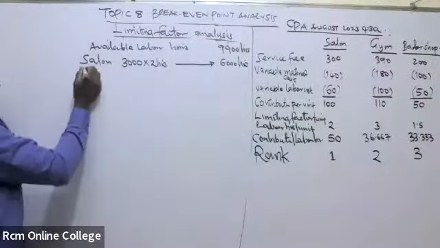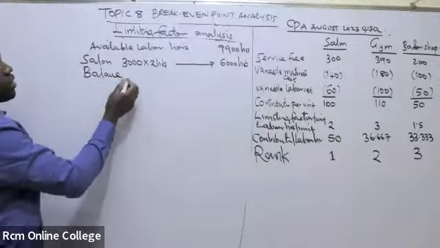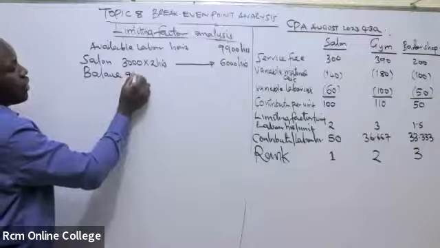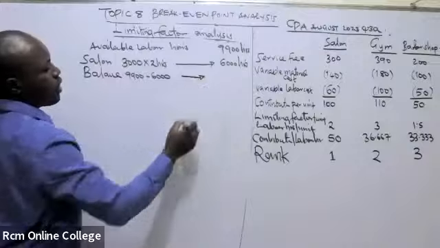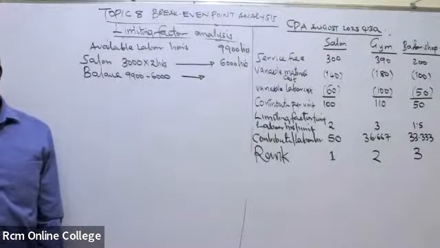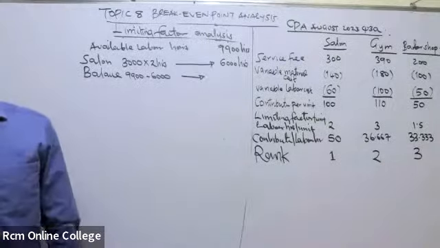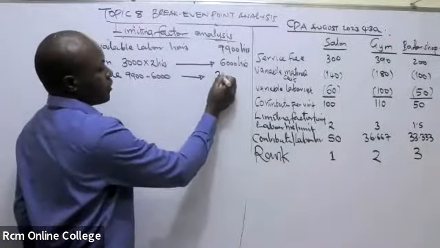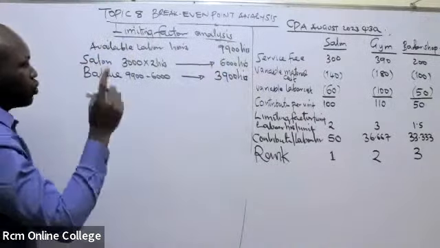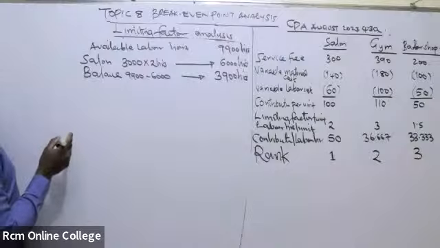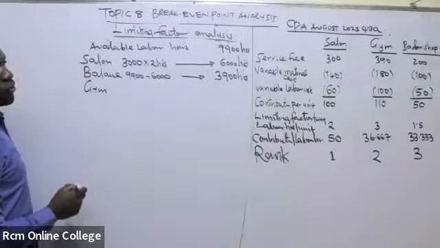hours. So can we get the balance? The balance here is 9,900 minus 6,000. That will leave us with 3,900 hours. We go to number 2. Our number 2 was gym.